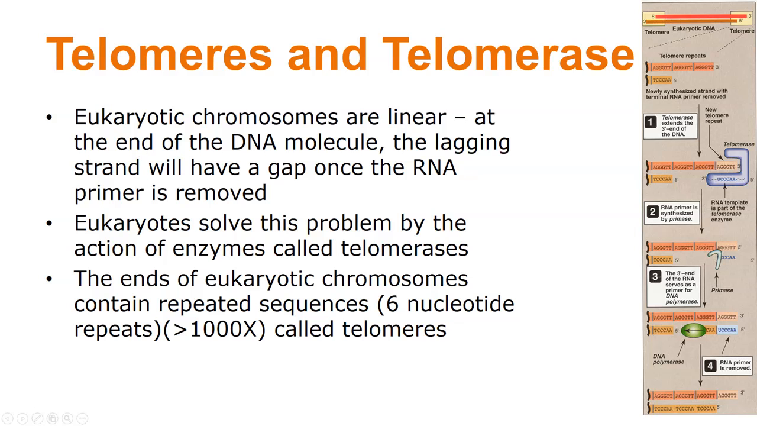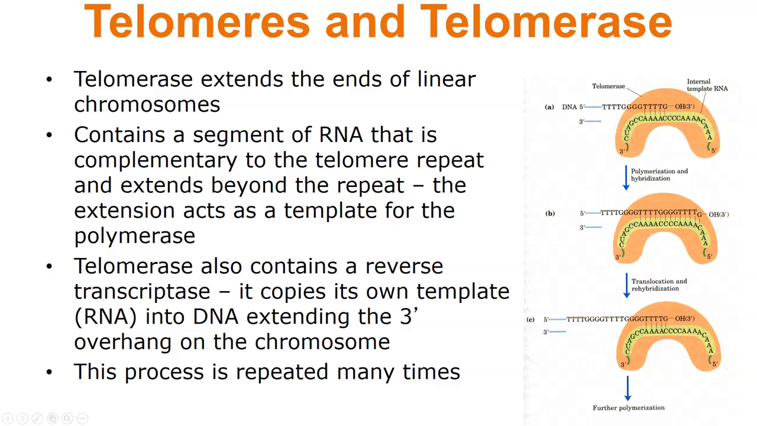In eukaryotes, you have a 6-nucleotide repeat that just repeats over and over again. That is the telomeric region, and it can repeat over 1,000 times. So how is that actually done? The enzymatic activities that we've seen so far can't accomplish this. So we have something additional, an enzyme called telomerase. Telomerase's job is to extend the end of telomeres.